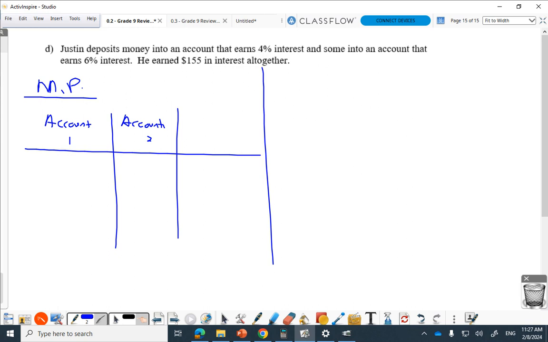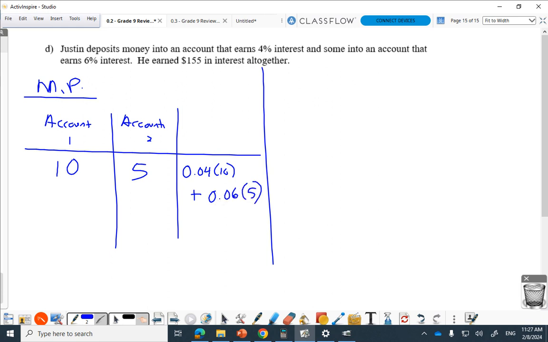And if your brain has just had too much, that's okay. We don't really need this for a couple weeks yet, but what's my guess? He earns $155 in interest altogether. Maybe he's got $10 in account 1, and he's got $5 in account 2. How would you calculate his interest? Well, you'd go 4% of the first account, and you'd add that to 6% of the second account.